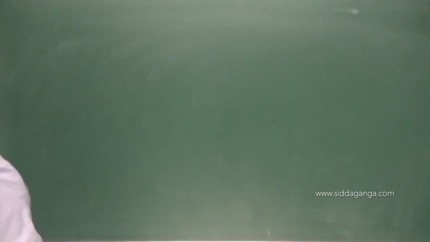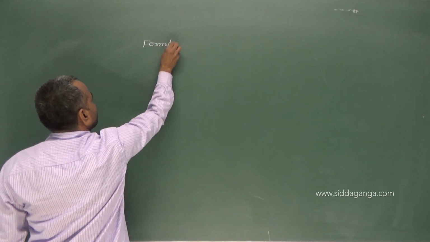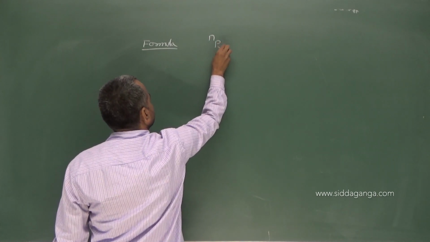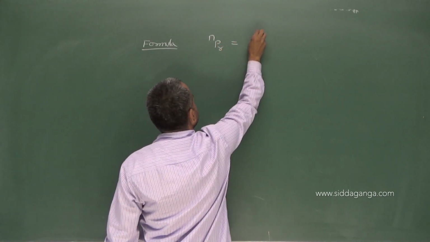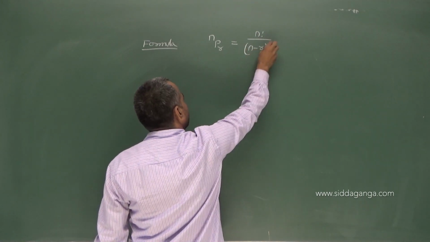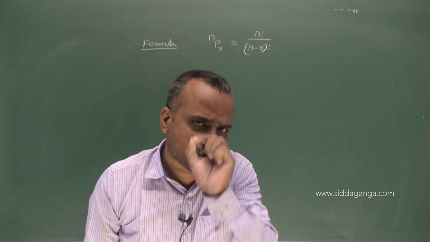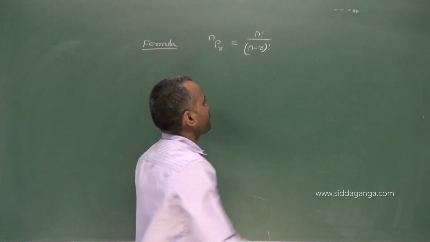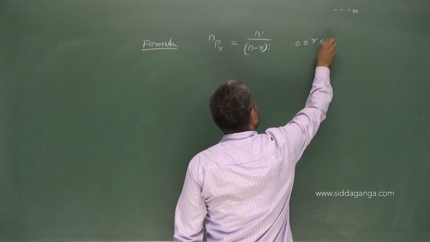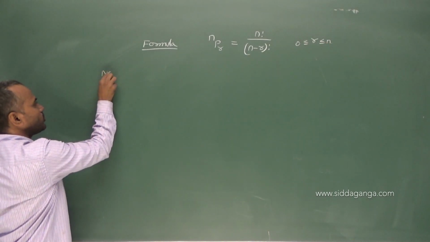Note number 1, or else first we write the formula. Notation: n number of distinct objects taken r at a time is given by n factorial divided by (n minus r) factorial. Correct? nPr, n indicates distinct objects. r must be greater than or equal to 0, less than or equal to n. One by one we will discuss the very important notes.